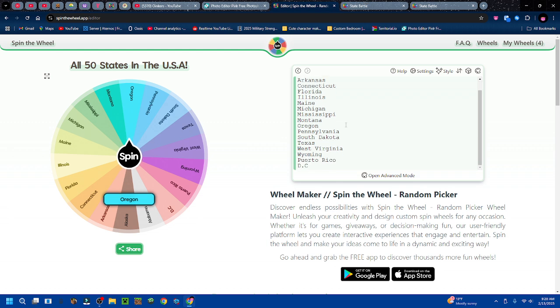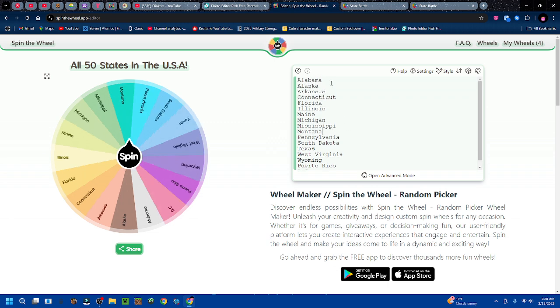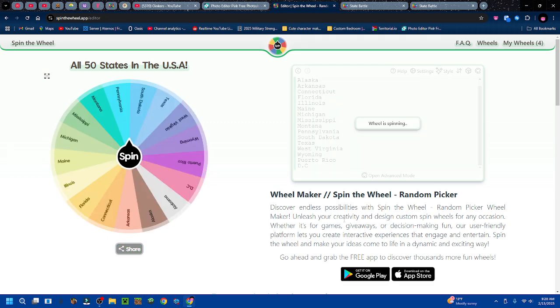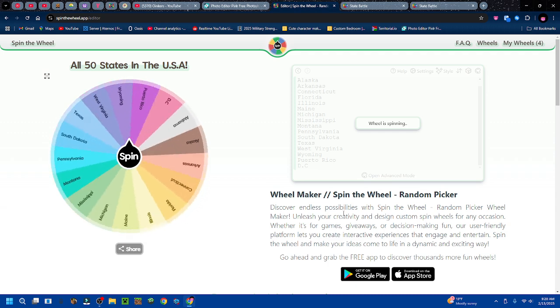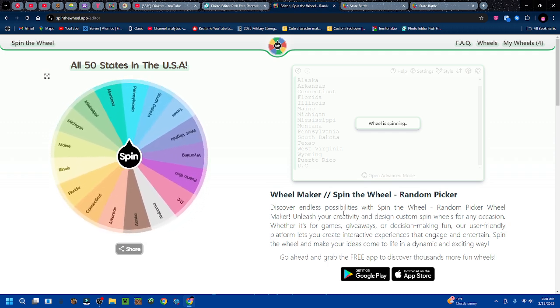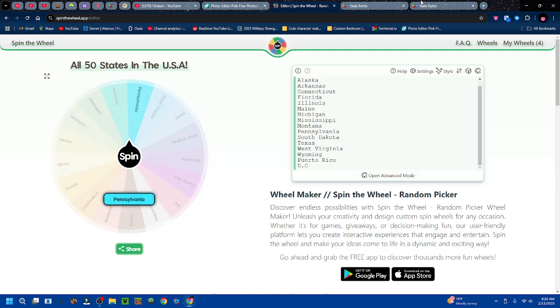Alright, well, goodbye, Oregon. Where is Oregon? There, right there. 1, 2, 3, 4, 5, 6, 7, 8, 9, 10, 11, 12, 13, 14, 15, 16, 17. Alright, who's going to be going up next? Puerto Rico and DC are still here, but they decide to do nothing, and it's going to be Pennsylvania's turn.